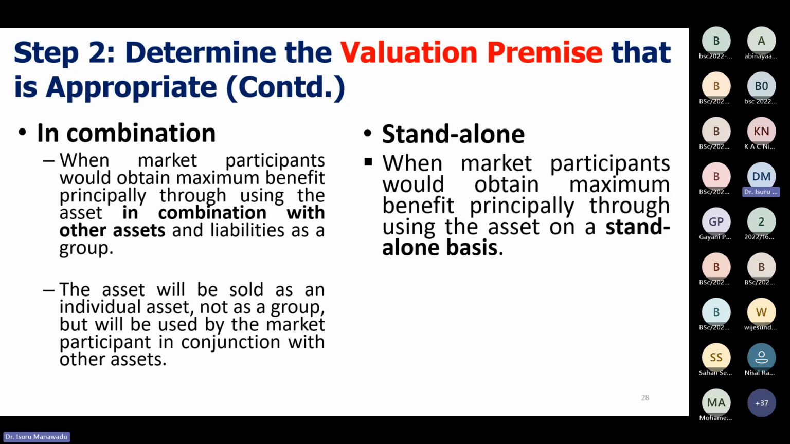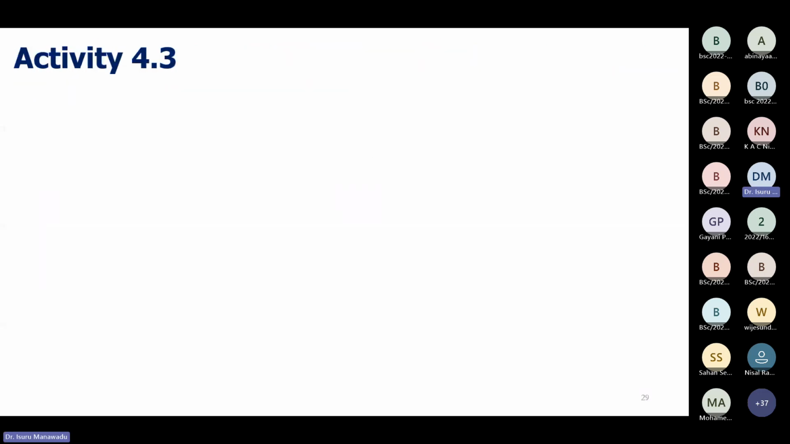Right? Earlier I told you a bus. In order to use the bus, we have to have a permit as well. And it's very difficult to measure in a stand-alone way. We need to use a combination of other assets. So that's the meaning.